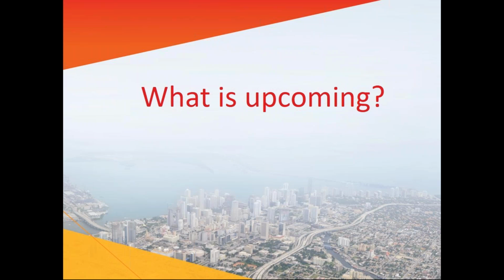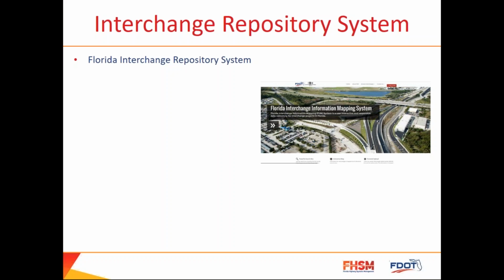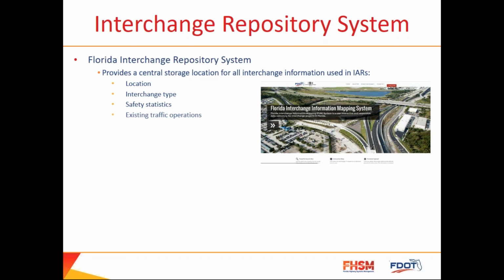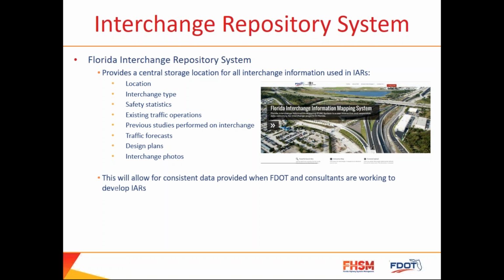All right, so I want to talk real quick about what we have upcoming. Currently we're working on developing what we're currently calling the Florida Interchange Repository System. This is going to provide a central storage location for all interchange information that is used in the IARs. Some of the criteria we want to include in this is interchange location, the type of interchange, the safety statistics, existing traffic operations, any previous studies that were performed on the interchange, traffic forecast, design plans, both aerial photos of the interchange as well as ground level.